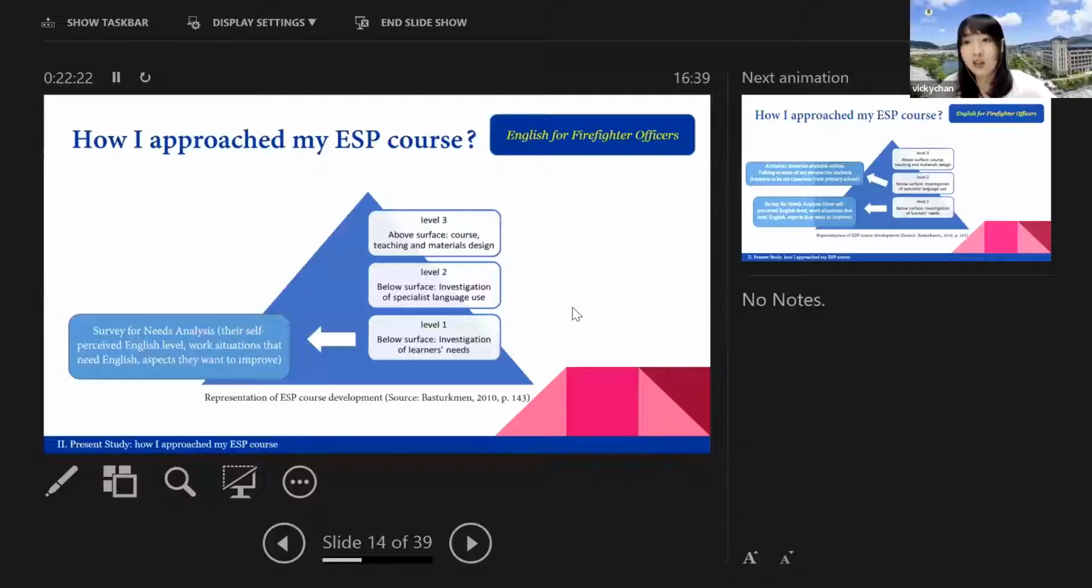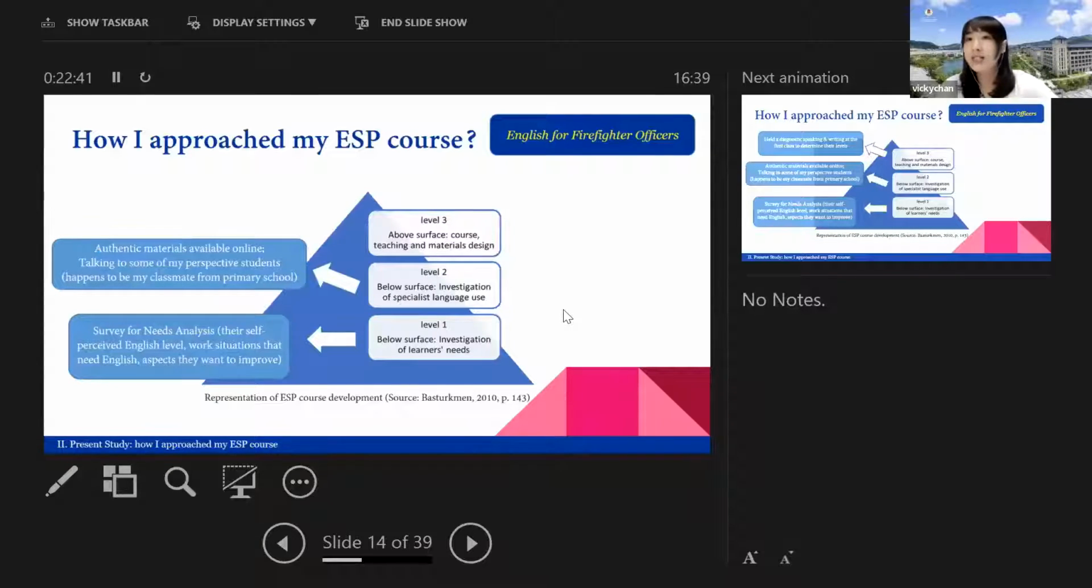Now, because I've got complete autonomy, I did a survey for needs analysis to ask them for their self-perceived English level, for the work situations that they need English for, and what kind of aspects they would like to improve. And I also looked at some authentic materials available online to see in which kinds of situations firefighters in Macau need English for.